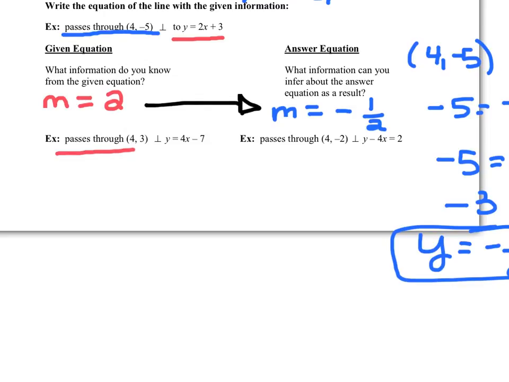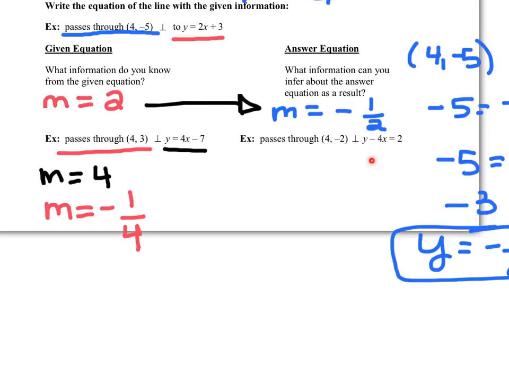So here I'm going to write the equation of the red line that's passing through the point (4, 3), and it's also perpendicular to y = 4x - 7. So we know the slope of the black line is 4, which means that the slope of the red line is going to be -1/4. So you're going to finish this problem here with the information I've just given you, and then you're going to try this example right here.